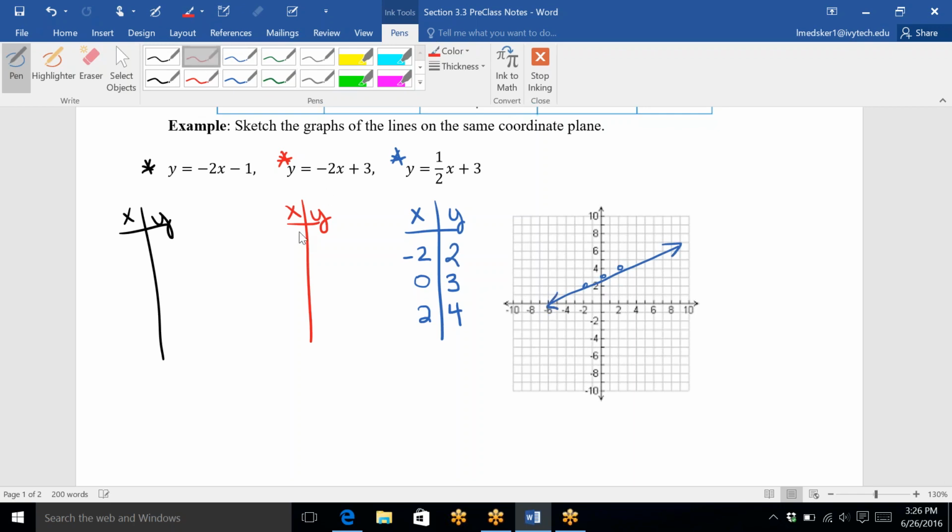Let's again try -2, 0, and 2. We don't need them because of the fractions not being here, but let's just see what happens. -2 times -2 would be +4, plus 3 more would be 7. -2 times 0 would be 0, plus 3 would be 3. -2 times 2 would be -4, plus 3 would be -1. So -2, 7, 0, 3, and 2, -1.